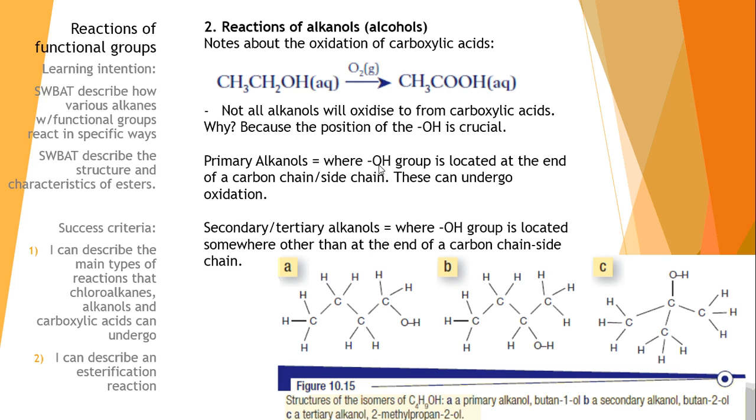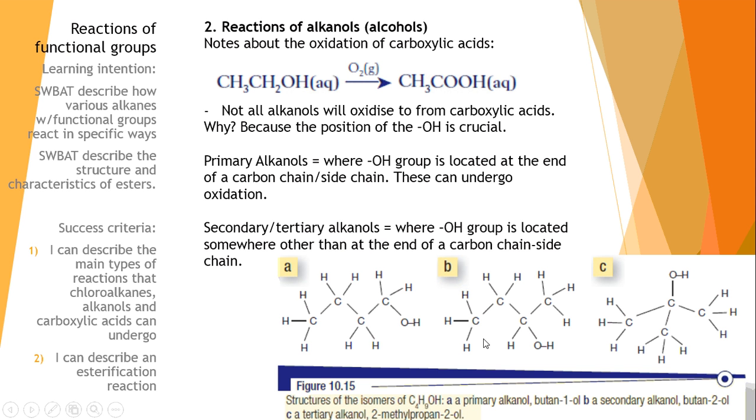Alcohols or alkanols are either primary, secondary, or tertiary. Okay, and if you have a look at 10.15 of your textbook, it shows you there. Primary alkanols is where the OH group, your alcohol group, is located at the end of a carbon chain or carbon side chain. These are the ones that can undergo oxidation. So have a look at 10.15 down here. A is butanol. Butanol has the OH here on the end of the chain, and therefore it is a primary alkanol.